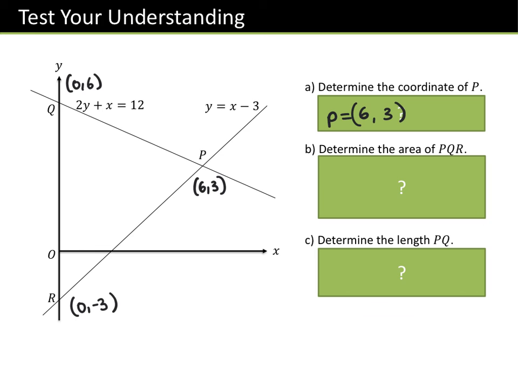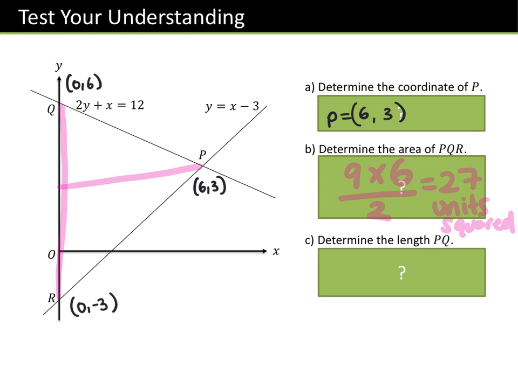It wants the area of PQR. So I've got my base, which is 9, times my height, which is 6, divided by 2, which is 27 units squared. If you didn't write units squared, you don't get that right.